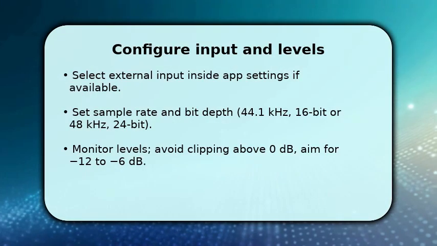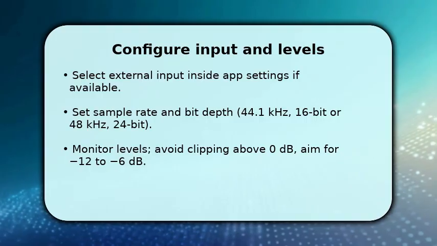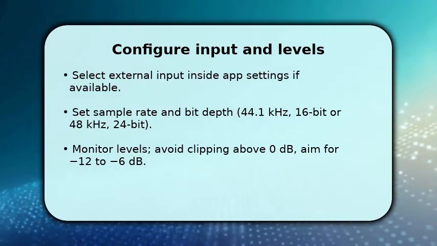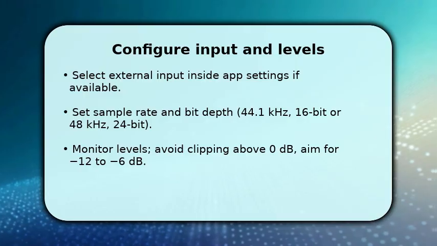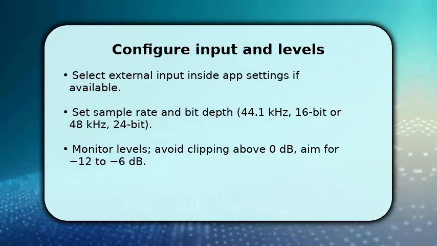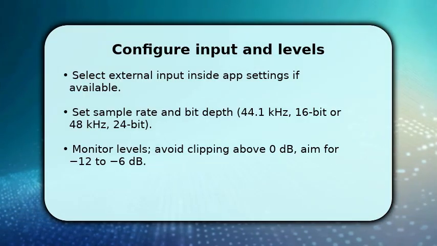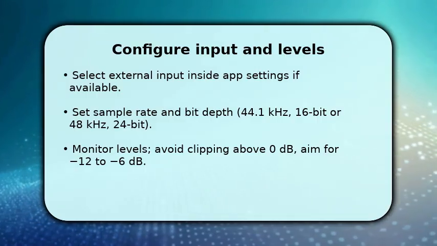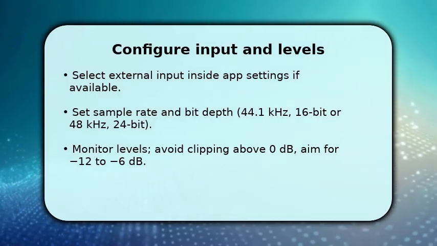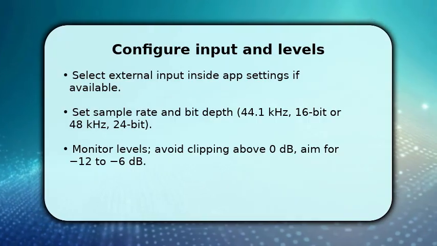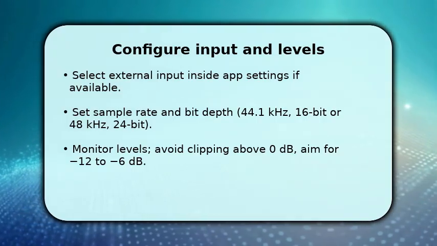Now you configure input and monitoring so recordings are clean. Within your chosen app, select the external mic or interface as the input. Voice Memos may auto-select, while apps like Ferrite let you pick and set sample rate. Set 44.1 or 48 kHz, and choose 16 or 24-bit for quality versus file size.